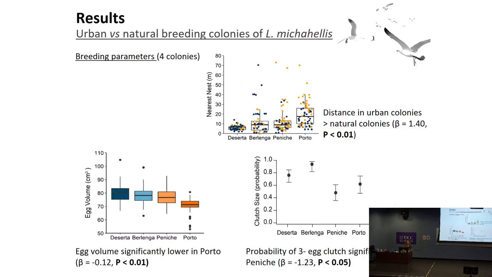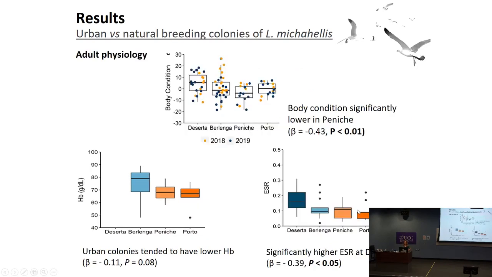The comparison between colonies, this is just now in the Ibis journal. We found that the nearest nest was farther away in urban colonies. The egg volume was significantly lower in Porto, the largest urban colony, and the probability of a three-egg clutch was significantly lower in Peniche. Peniche adults also had lower body condition.